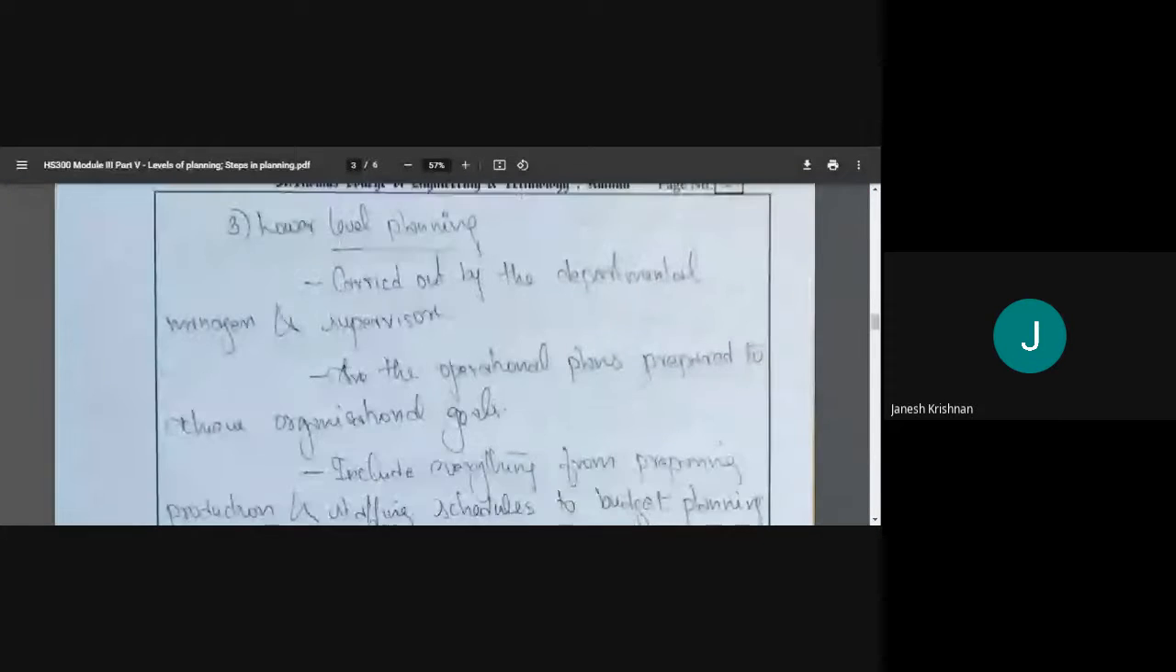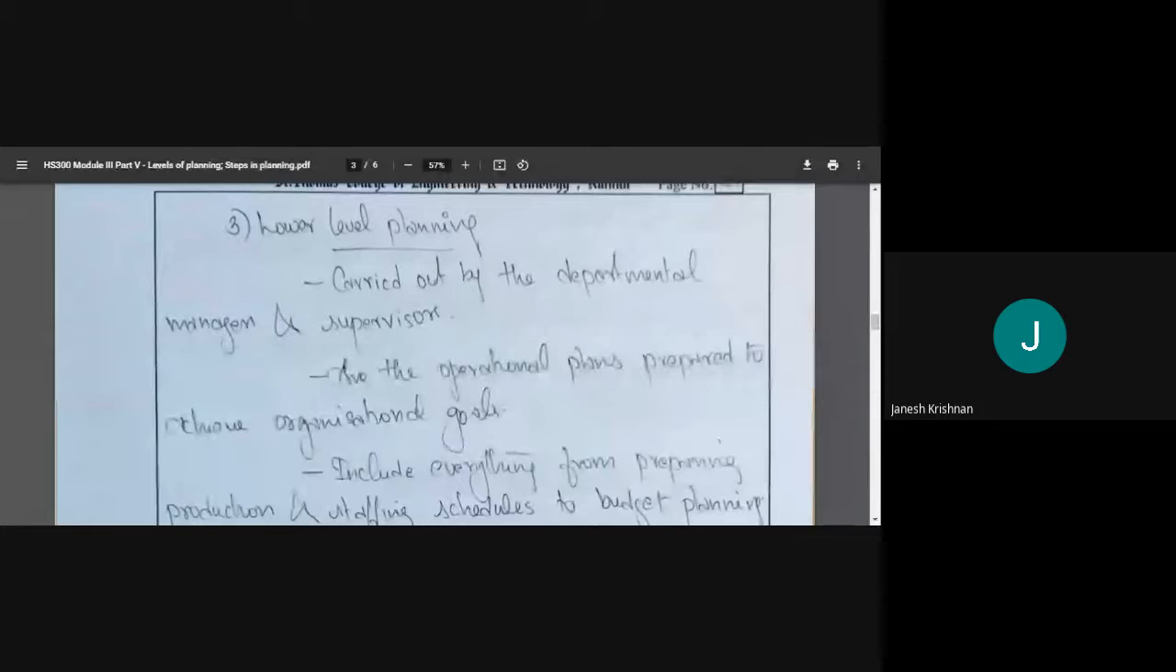Okay. The third level is lower level planning. The lower level planning is carried out by the department managers and supervisors, that is, the lower level of management. So they prepare operational plans. In the strategic plan, it is decided that department A will produce 1,000 bodies. Right. Now, how are these 1,000 bodies produced? That plan is generated by the lower level planning.